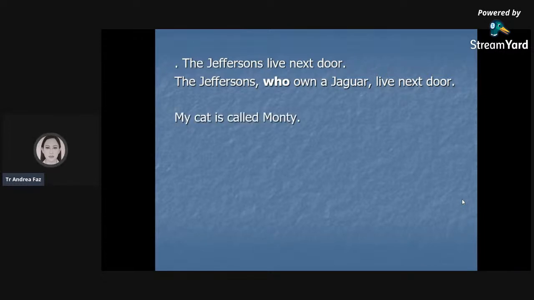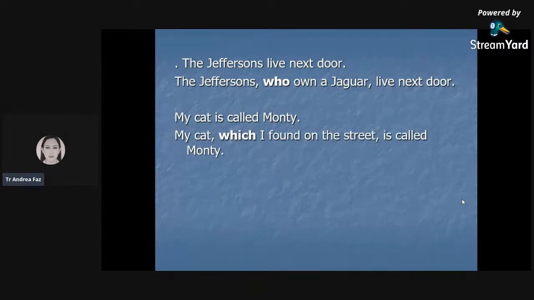Then another example. My cat is called Monty. My cat, which I found on the street, comma, again, is called Monty. Again, we start with a comma at the beginning and a comma at the end of the extra information we are providing.